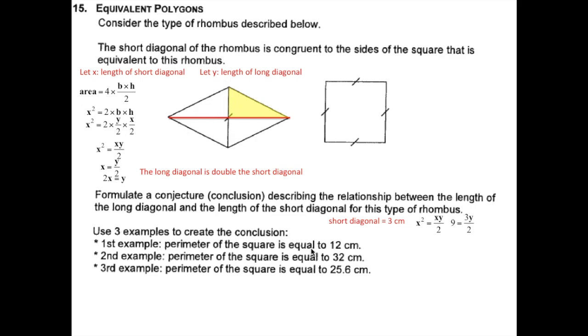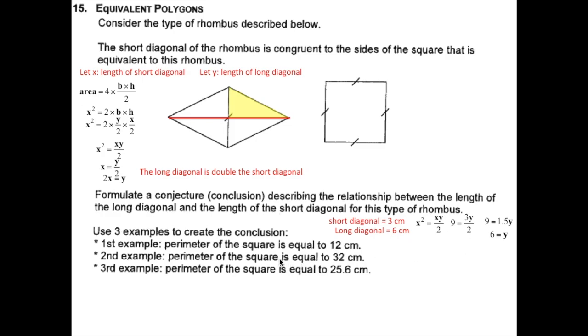The perimeter is 12. They're saying the perimeter of the square is equal to 12. All around here, 4 times whatever the side length is equal to 12. So 4 times what is 12? Times 3. So each side length must be 3. That's where this 3 is coming from. The short diagonal is 3 centimeters. 3 centimeters divided by 2 is 1.5 centimeters. We have 9 is equal to 1.5y. Divide both sides by 1.5, and that gives us 6. So y is equal to 6. Our long diagonal, if we were following this conjecture, that our long is equal to 2 times our short, would be 6. So it holds true here.